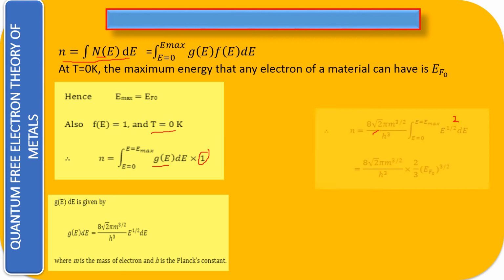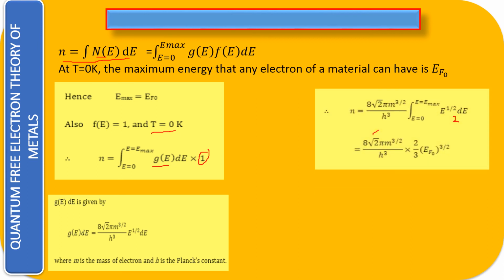So let us see what value we get if I substitute. N equal to, so here I am going to substitute this. What I have done is just substituted the value, nothing else, right? G(E) dE into 1, so only G(E) dE is there, and that value I have substituted. Whatever is constant, I have taken out of the integration. So what are the constant values that we are getting over here? This entire value is your constant.